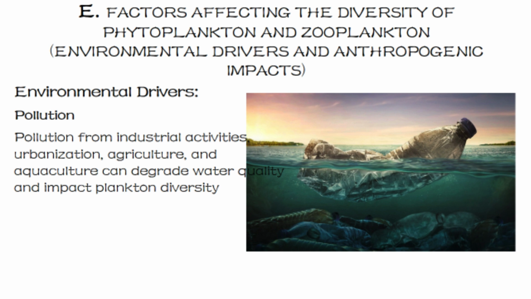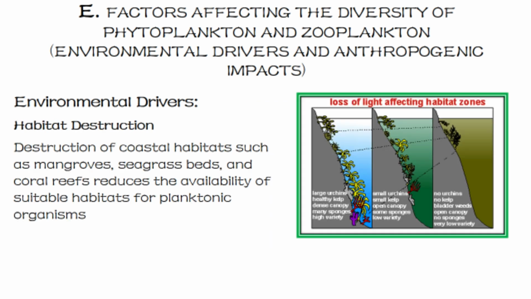So, nutrient pollution in the form of excessive nitrogen and phosphorus input can lead to eutrophication and harmful algal blooms, altering plankton community structure and composition. Next, the habitat destruction. Destruction of coastal habitats such as mangroves, seagrass beds, and coral reefs reduces availability of suitable habitat for planktonic organisms. So loss of habitat can disrupt planktonic food webs and decrease overall plankton diversity.